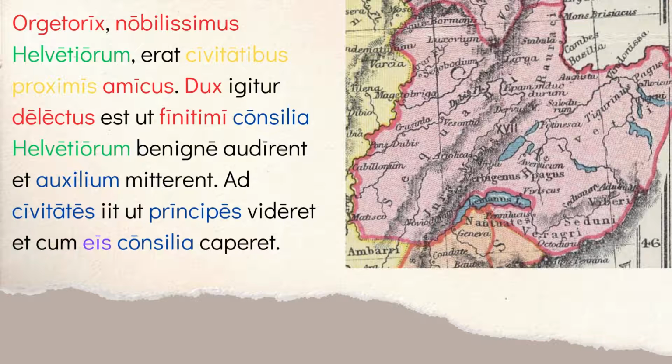Then you have ad civitates iit, ut principes videret et cum eis consilia caperet. Okay. So to the states, ad civitates, so to the neighboring states, he goes.